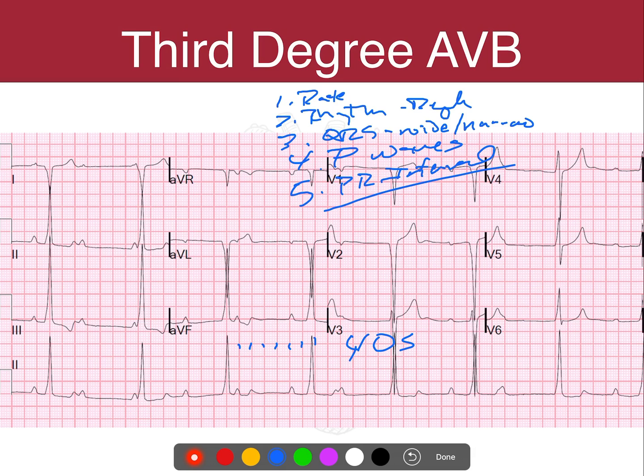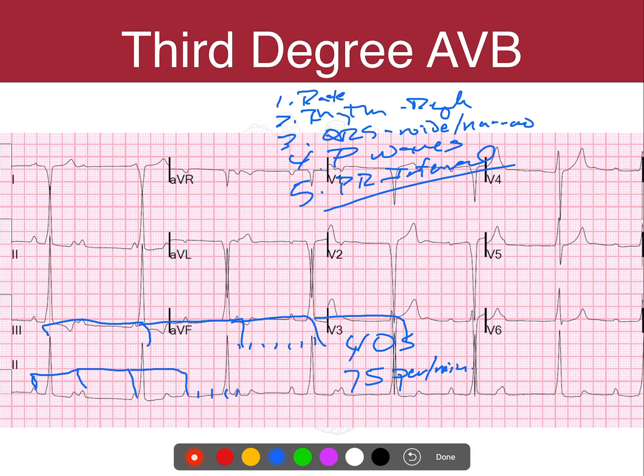Now, if we were to look at the P waves, we'd say 300, 150, 175. So the rate of the atria is somewhere around 75 per minute. And that should already be a clue that things are not right. And so we have an atrial rate that is different than the ventricular rate. If we look at the rhythm, the R to R intervals are going to be regular. And if we look at the P waves, we'll see that they also remain regular. So the atrial rate is regular, the ventricular rate is also regular.